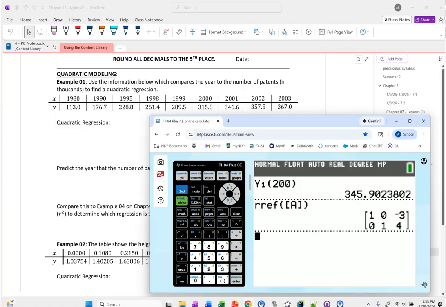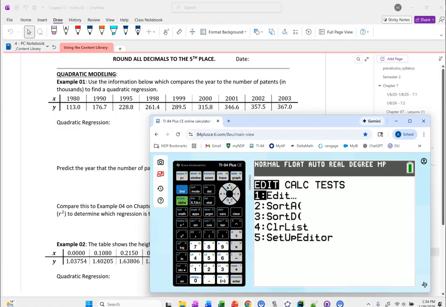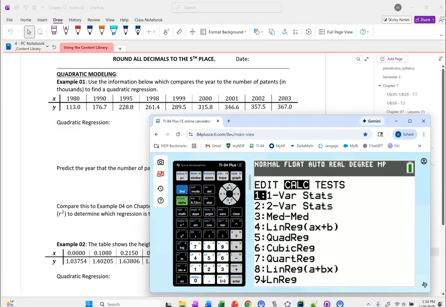The problem asks me to find the quadratic regression. All of my regression equations live in the same place. I press the stat button and then go over to the calc tab.